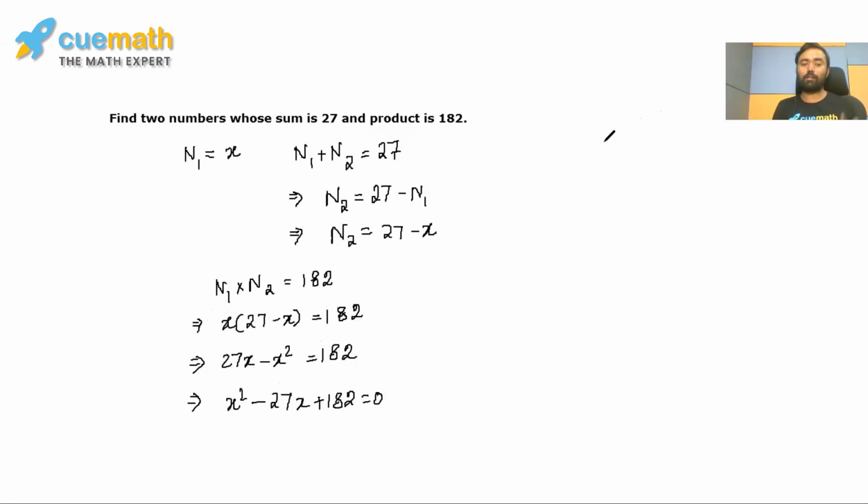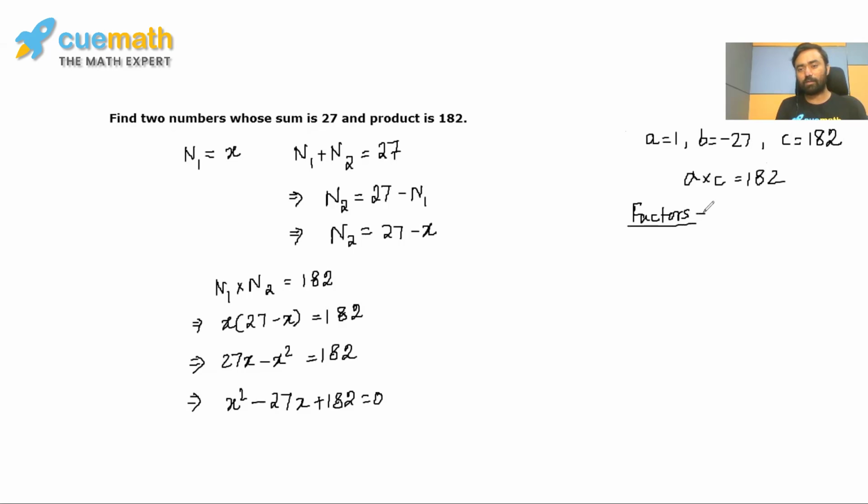Now here we have the quadratic equation form. So we can use the factorization method now. A is 1, B is negative 27, C is 182, so A times C is 182. Now let us list the factors of 182.